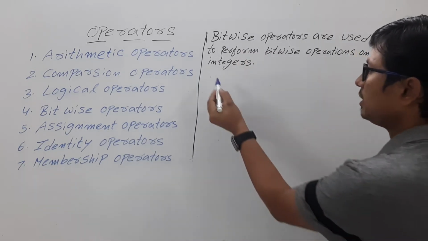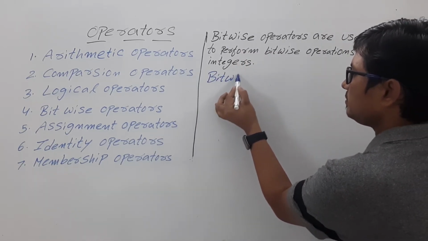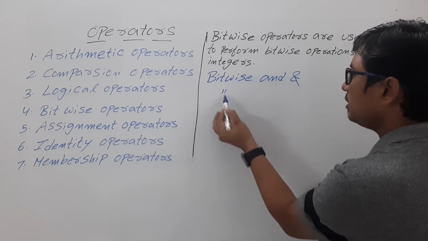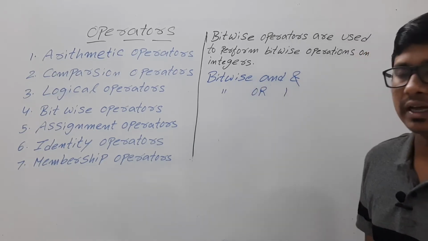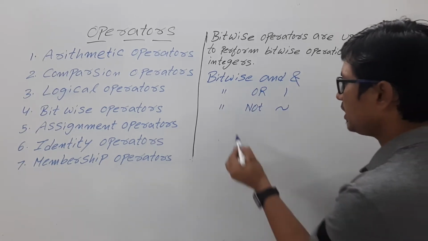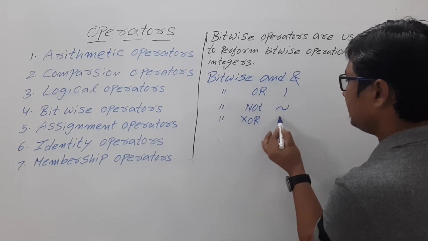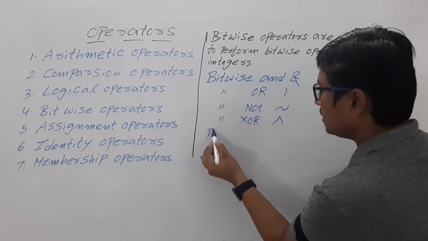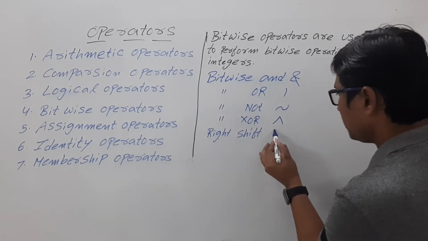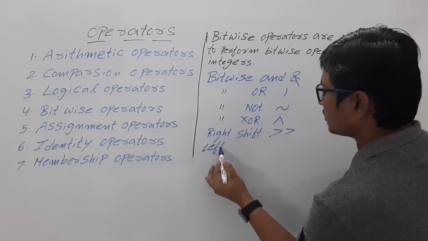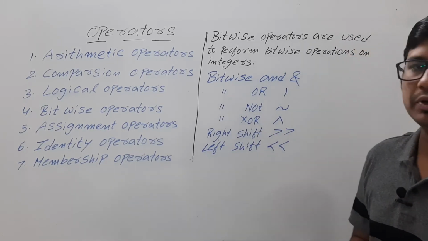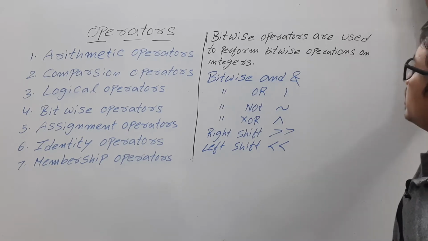As I said earlier, we have bitwise AND, which will be represented like this. We have bitwise OR, represented like this. We have bitwise NOT, represented like this. We have bitwise exclusive OR, represented like this. Then we have right shift, and then we have left shift. These are the various bitwise operators. Now let me discuss each one in detail for you.